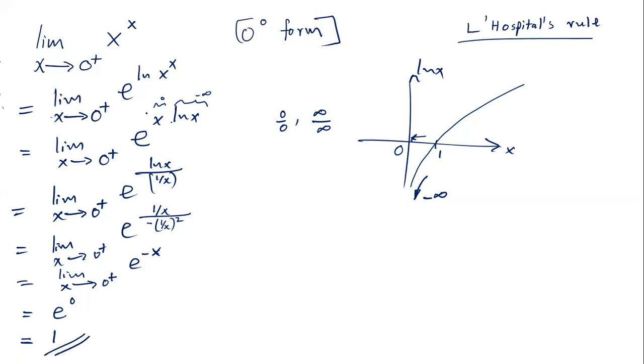So that's the general way you handle the 0 to the power 0 form. You raise it to the power of e, and then you handle it similar to what we have done here. So that's it. I hope you enjoyed this simple problem, but it's useful. Good luck.